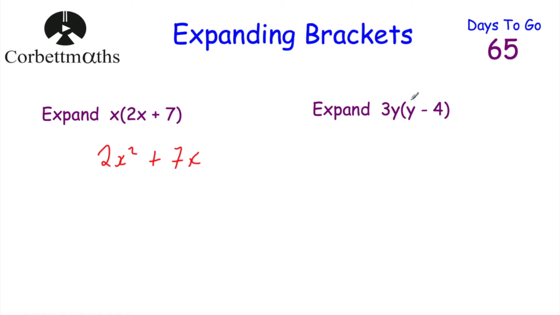So 3y times y would be 3y squared. Then we've got our minus, and then we're going to do 3y times 4. And 3y times 4, well, 3 times 4 is 12, so 3y times 4 would be 12y, and that's it. So if we were asked to expand 3y bracket y minus 4, the answer would be 3y squared minus 12y.